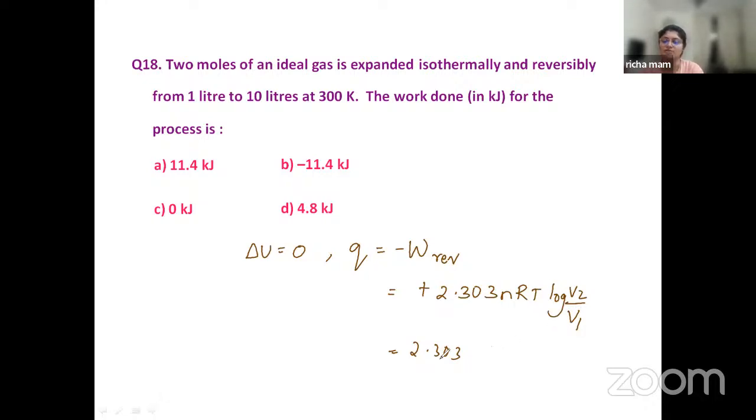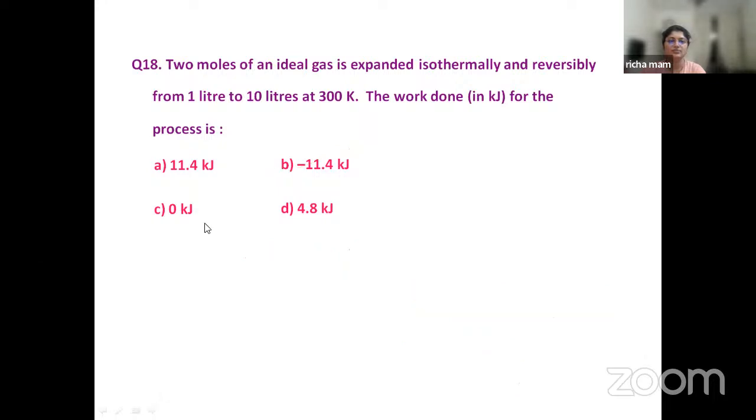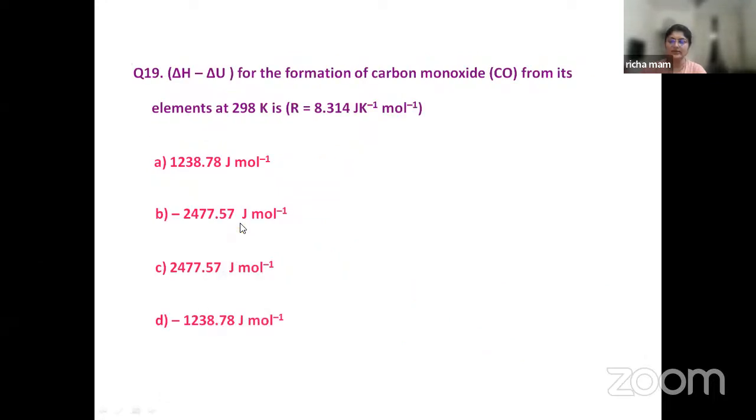After solving this equation, you should get the answer as minus 11.48. Put in all these values and you get work done equal to minus 11.48 kilojoules. So this is the answer. Fine. Next question.